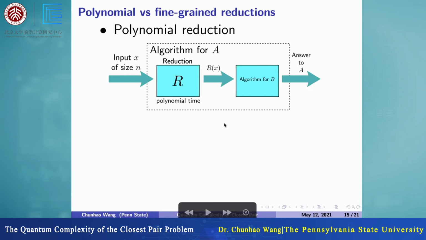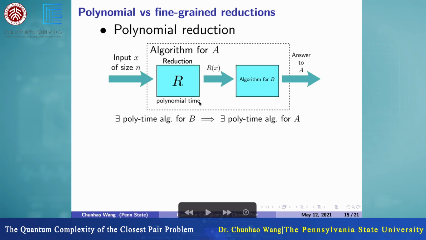suppose you want to solve problem A, but actually you can use a black box for problem B to solve A. The first thing you do is, given an instance of A, you have some pre-processing algorithm R to convert the instance of A to an instance of B. Then you use the black box for B to get a solution for B. Maybe here you need some post-processing to convert the solution for B back to a solution for A.